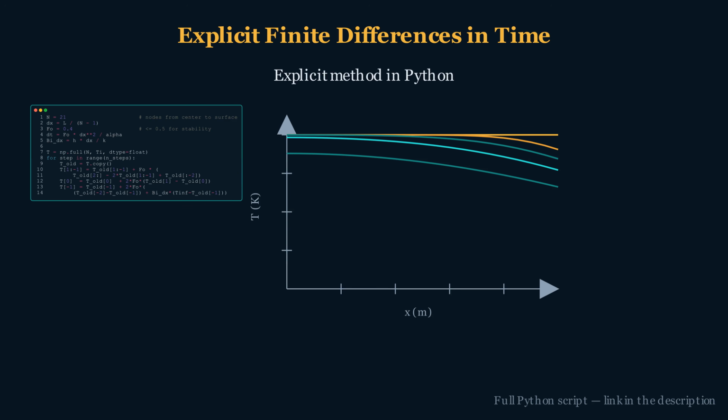Plotting snapshots at increasing time steps shows exactly the physics we'd expect. The surface cools fastest, since it's in direct contact with the cool environment, while the center lags behind, and given enough time, the whole wall settles toward the ambient temperature.